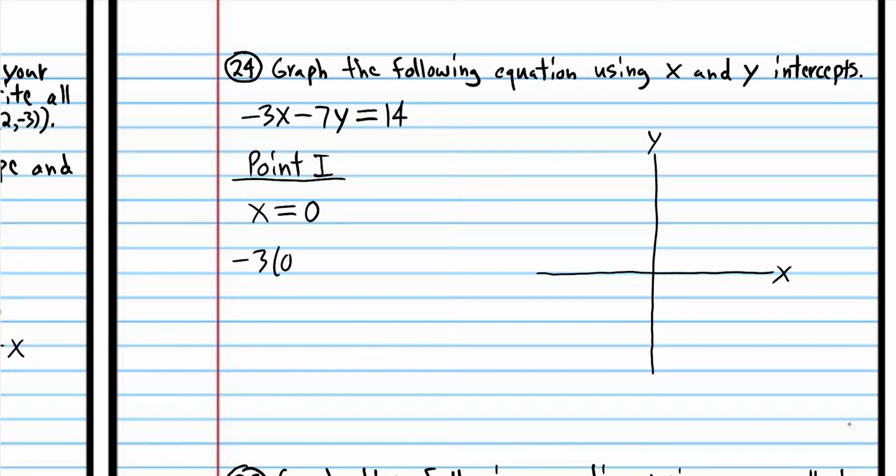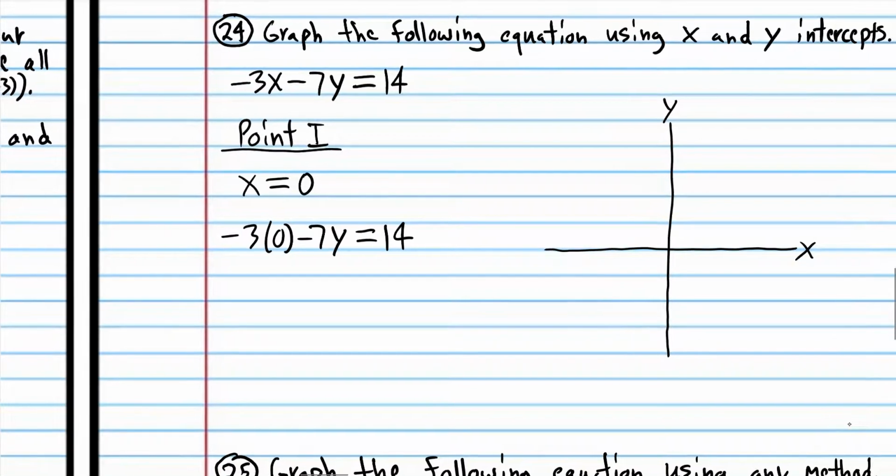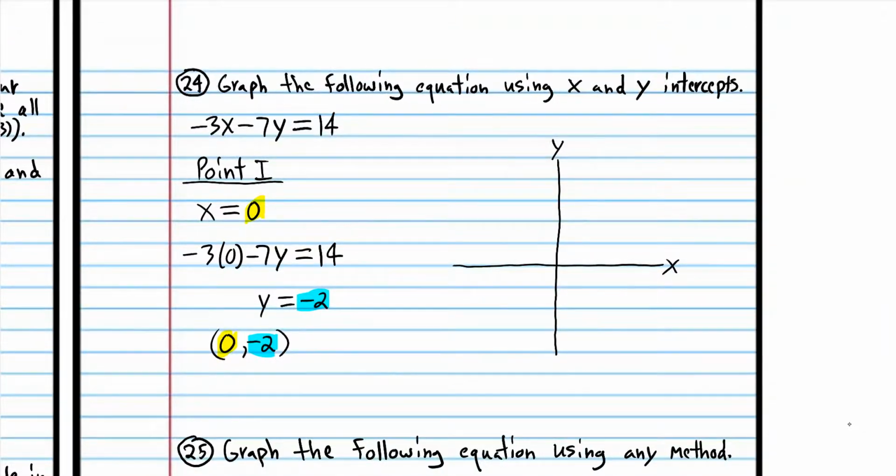So then we plug in 0 to that equation. When we find the y-intercept, we're going to let x equal 0. So we plug in 0 to the equation, and if you solve that equation, you end up with y equal to -2. I'm not going to do that because, again, that's just basic math. So what that tells us is we end up with our point 0, -2. So that's point number 1.